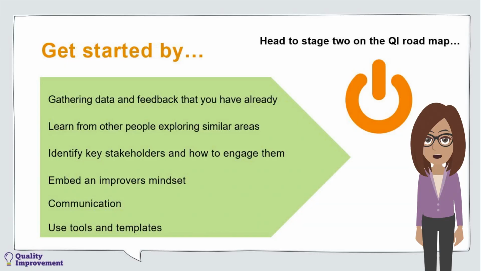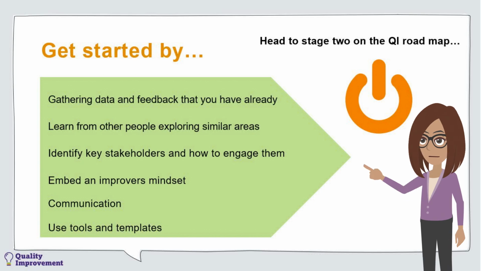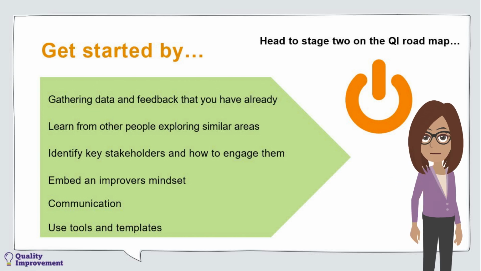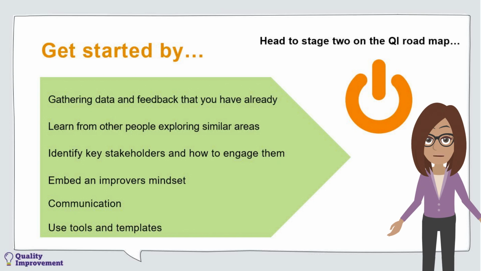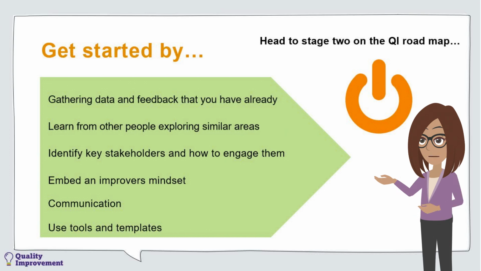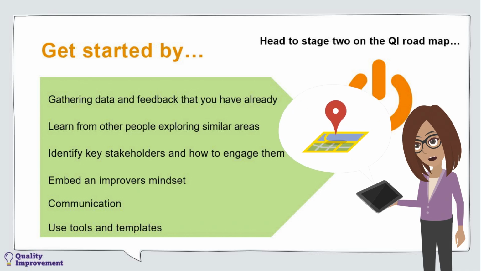So to recap, let's get started by looking at what you know from your service data, staff and patient feedback. Check out other trusts and organisations working well in the area that you want to improve. Identify and analyse your key stakeholders. Ensure you have key people on board. Embed an improver's mindset when you first come together as a project team. Think about communication from the start. Use QI tools and templates to put your thinking down on paper. Oh, and have fun. Head to Stage 2 on the QI roadmap.